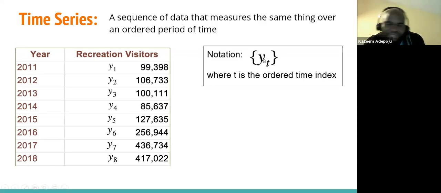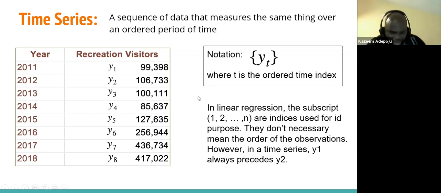This is the way we write time series data. If you want to write a time series data, you need to write Y_t, that is Y subscript t, where t is the ordered time index.